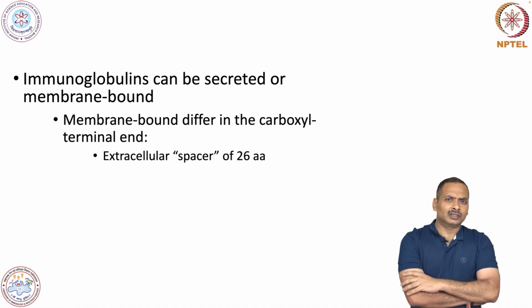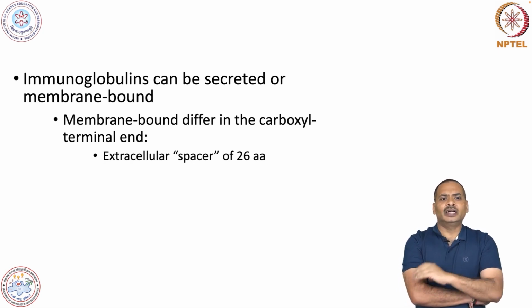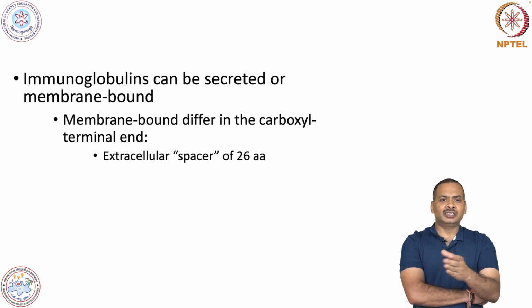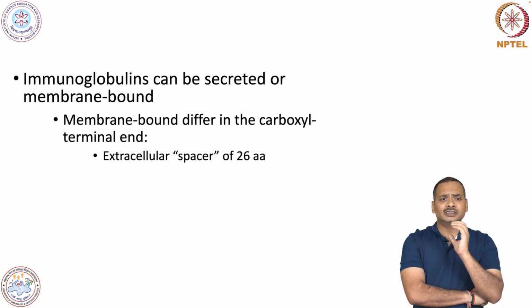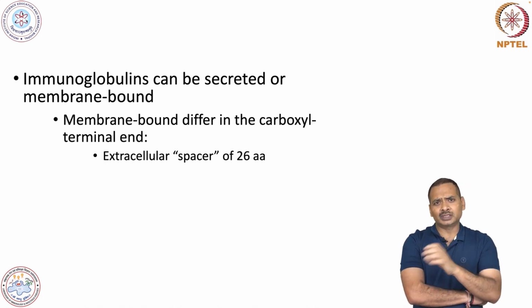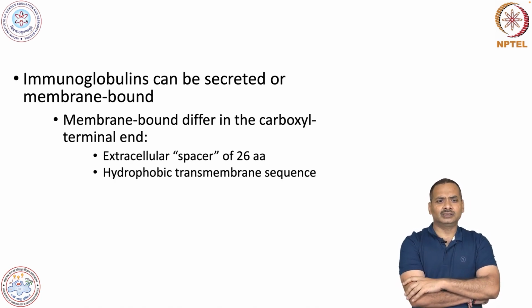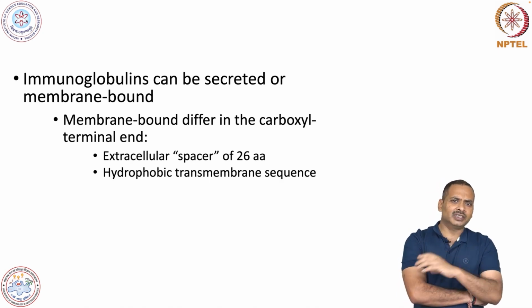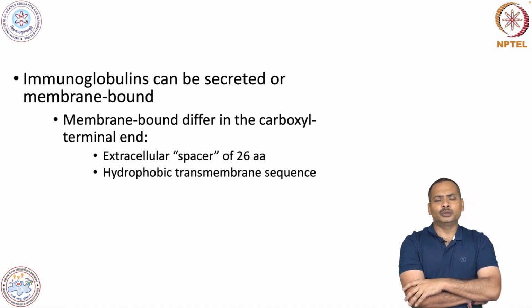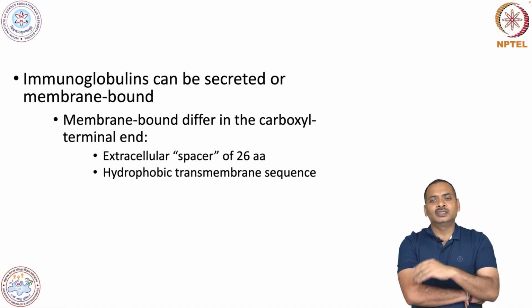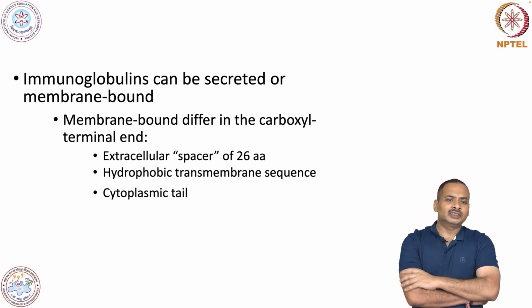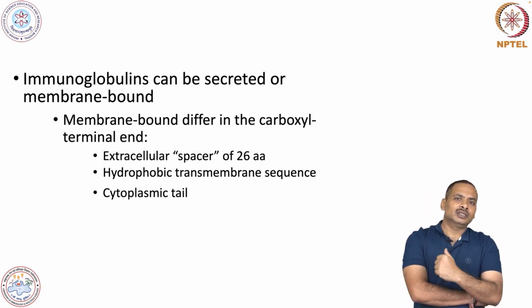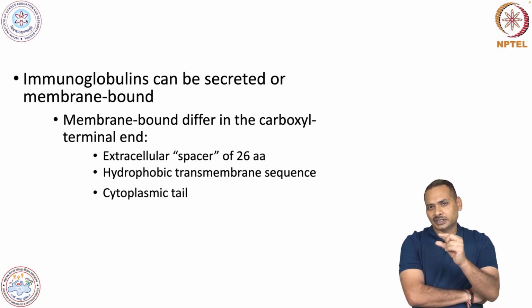part of the constant region of the heavy chain will have some additional thing. Here you can see that this C terminal end will have an extracellular spacer which consists of 26 amino acids. It is mainly hydrophobic in nature. So, most of the 26 amino acids will be hydrophobic, and it is quite obvious because this is a transmembrane sequence. And there will be a cytoplasmic tail which will trigger the downstream signal, although this tail is very small.